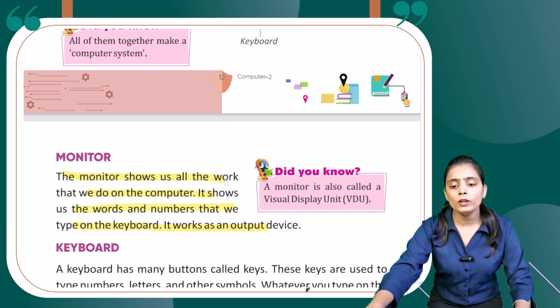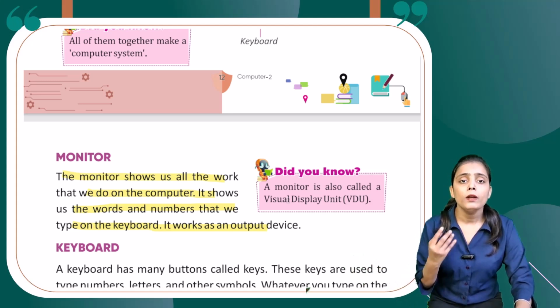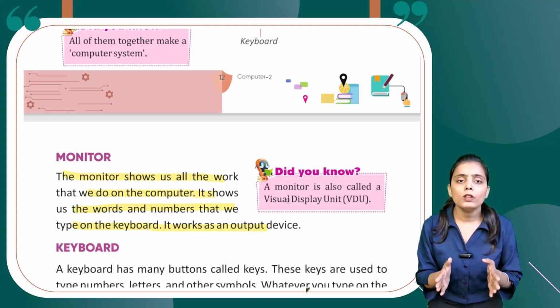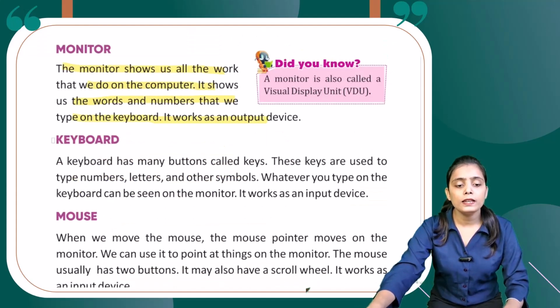Okay, so did you know a monitor is called a VDU? What does it mean? Visual Display Unit. Because जो भी हम work कर रहे हैं that is displaying on the monitor. Visually displaying on the monitor. And next let's see keyboard.